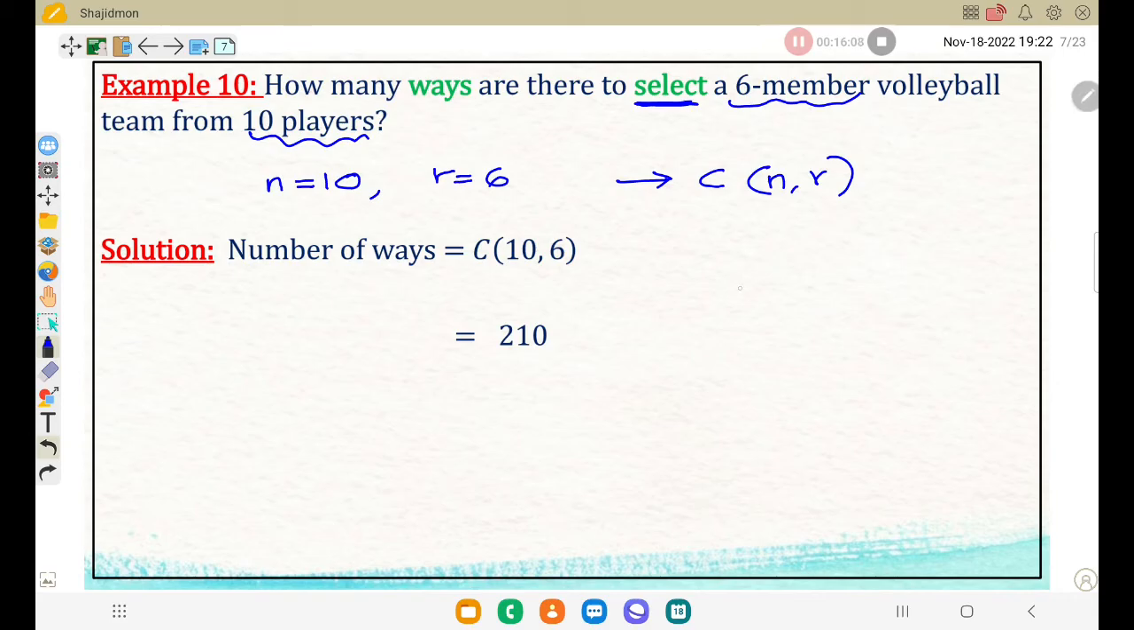You can check your calculator. As I told you, what we do: 10, then shift button, then the combination button, that is division, then 6. So that we will get equal to 210 here. 210 ways we can select 6 members from 10 players. So this is the idea here, combination. The word we can always keep in our mind: select means combination.